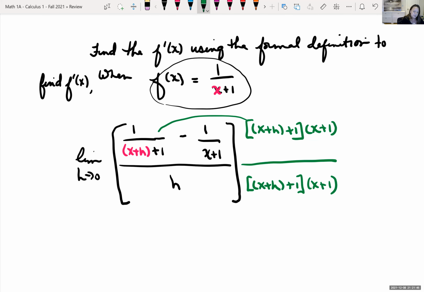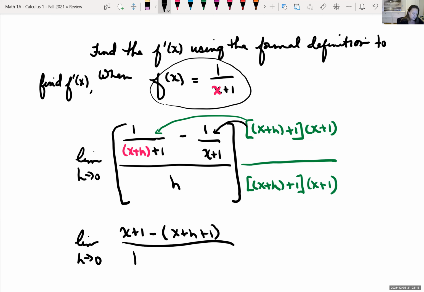And so when we distribute this to that first term, that x plus h plus 1 cancels, and we're left with just the x plus 1 for that first term in the numerator. Distributing this over here to the second fraction, we're going to have a minus. I'm going to need parentheses. The x plus 1 piece cancels, so you're left with the x plus h plus 1. All over, do not distribute this piece. Let's just keep it as it is. So h times x plus h plus 1, all times x plus 1.